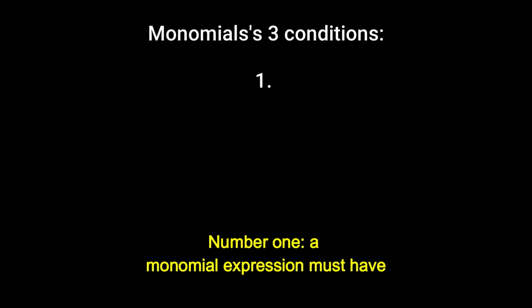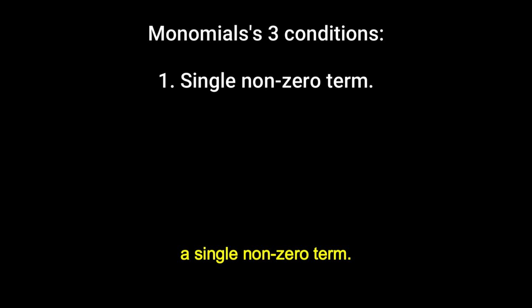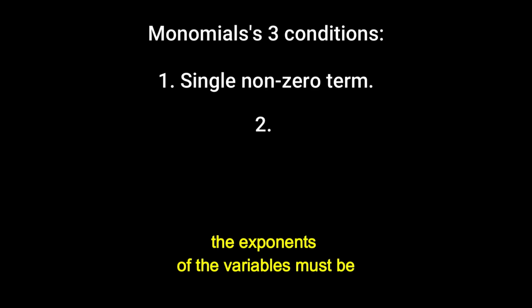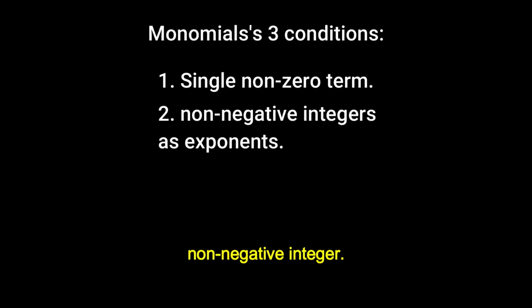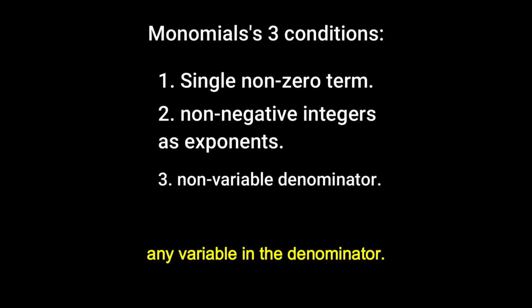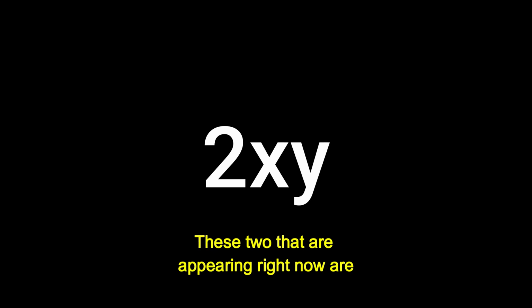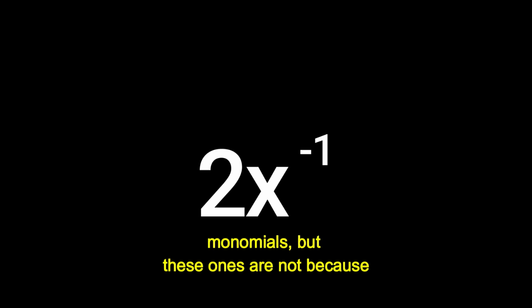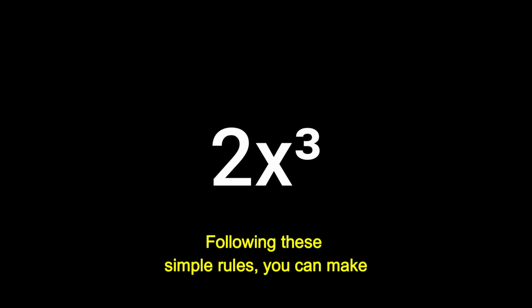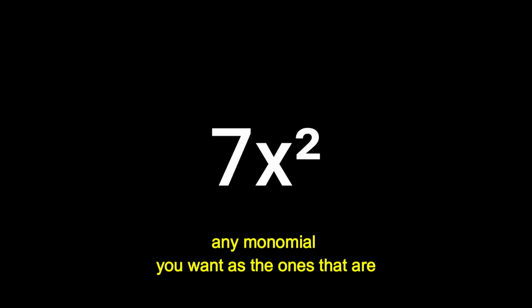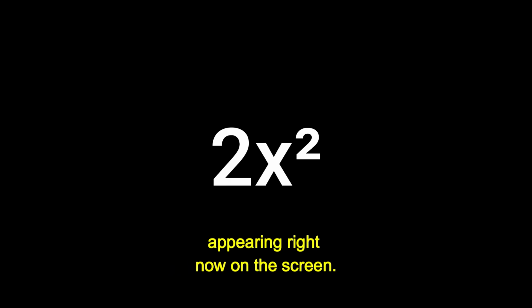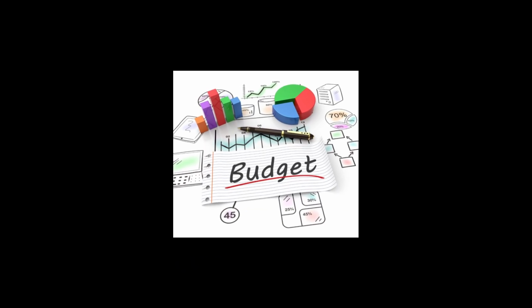Number 1, a monomial expression must have a single non-zero term. Number 2, the exponents of the variables must be non-negative integers. Number 3, there should not be any variable in the denominator. These 2 that are appearing right now are monomials, but these ones are not because they violate one of the 3 conditions to meet to be a monomial. Following these simple rules, you can make any monomial you want, as the ones that are appearing right now on the screen. We can use monomials for budgeting and cost calculations.